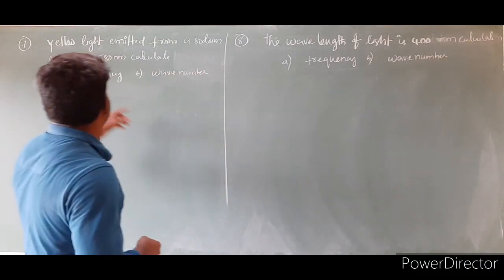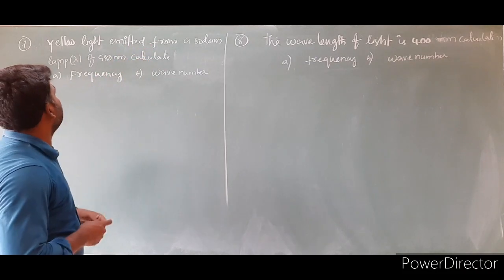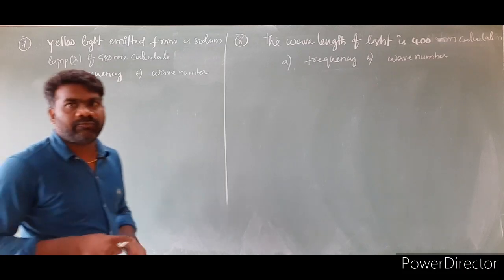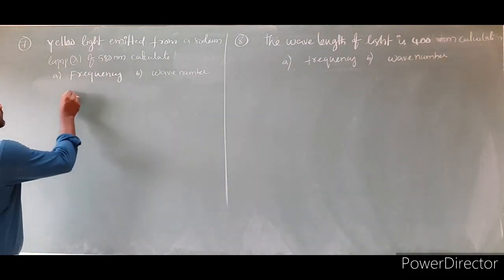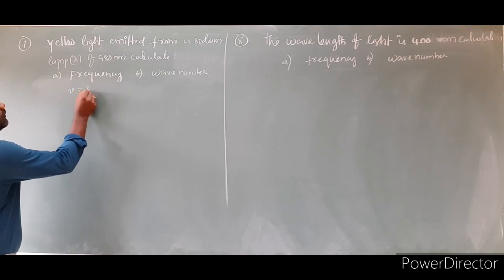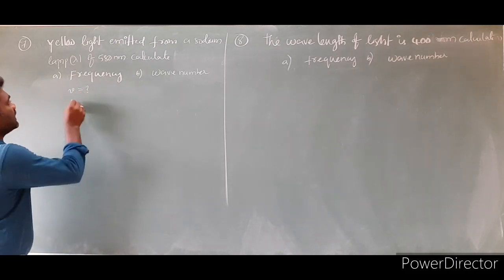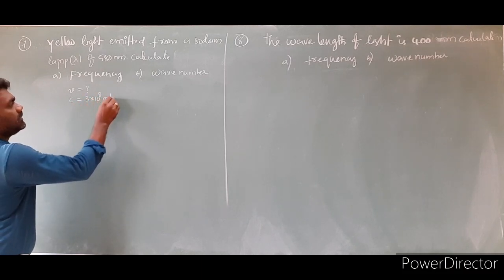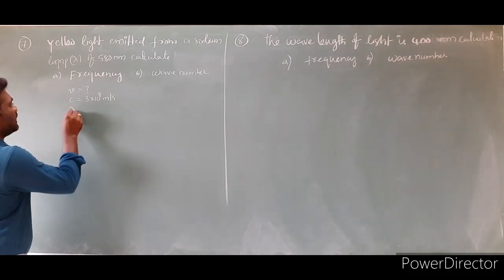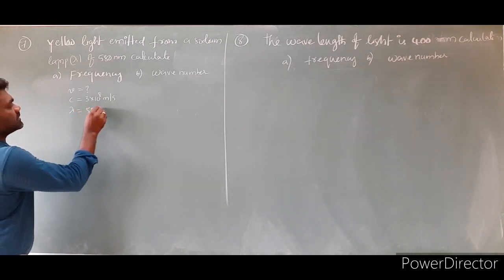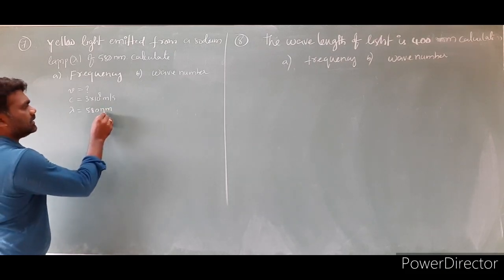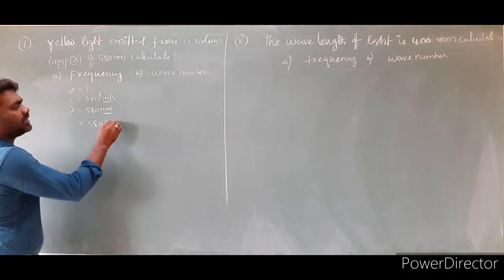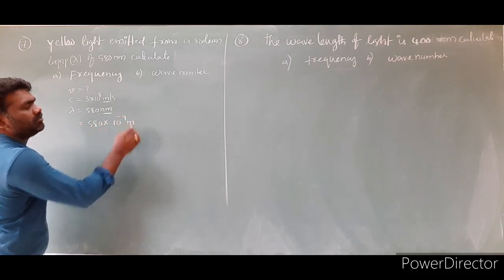Next problem. The yellow light emitted from a sodium lamp has lambda of 580 nanometers. Calculate A, frequency, B, wave number. Similarly, first we have to calculate frequency. Then what is the given data? C we have already taken as 3 into 10 to the power of 8 meter per second. Then lambda is given 580 nanometers. This unit is in nanometers, convert to meters. So 580 into 1 nanometer is equal to 10 power minus 9 meters.